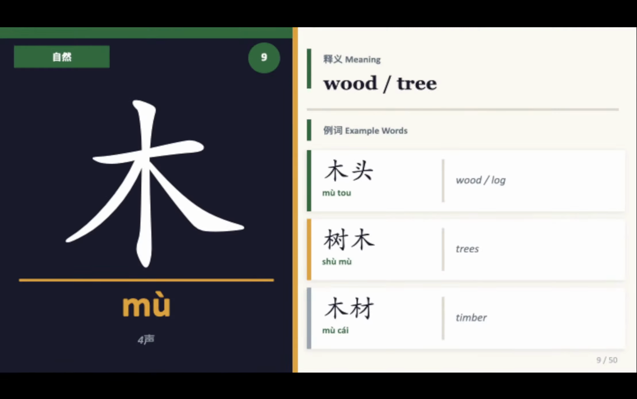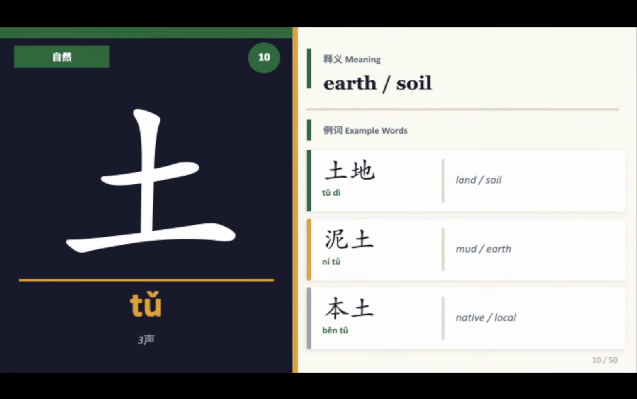Okay, what is the next one? Next one we have 土, which means earth or soil. 大家看过这个字吗？土应该很常见的一个字，所以土地 is land or soil. 泥土 is mud. 本土 means native or local.